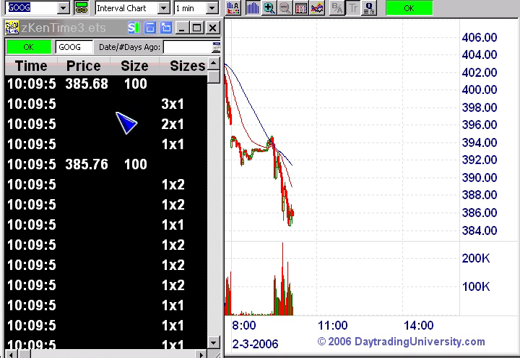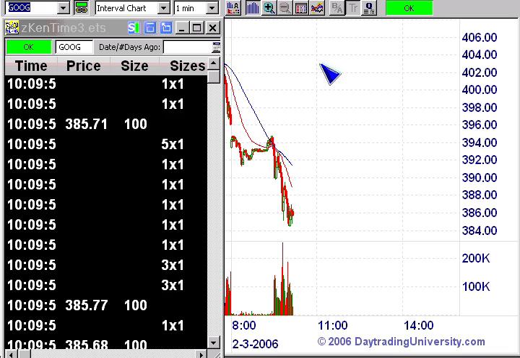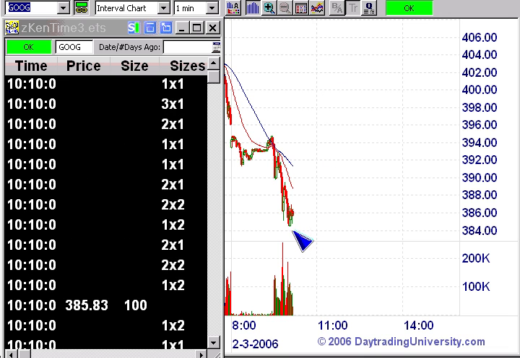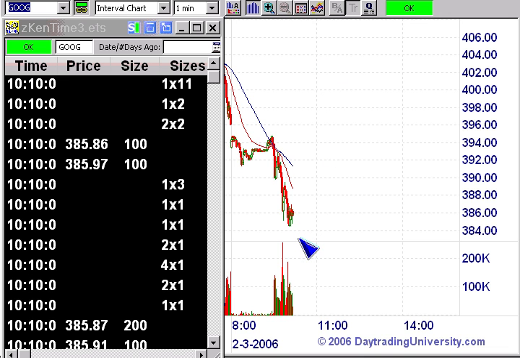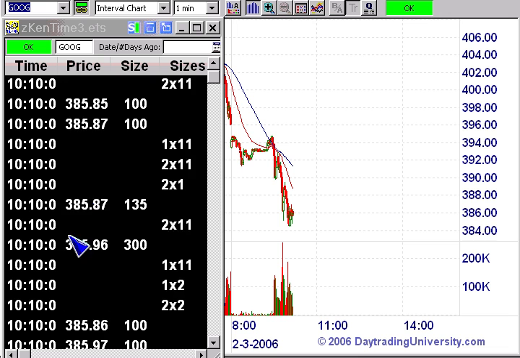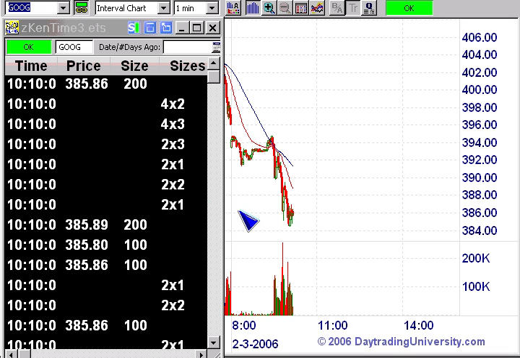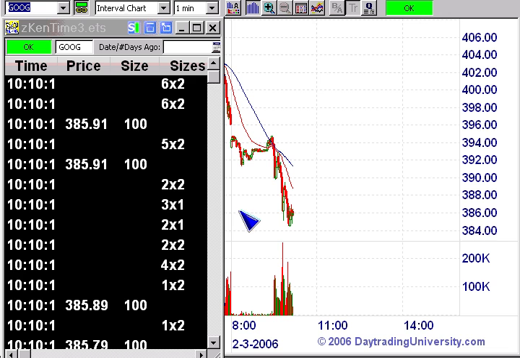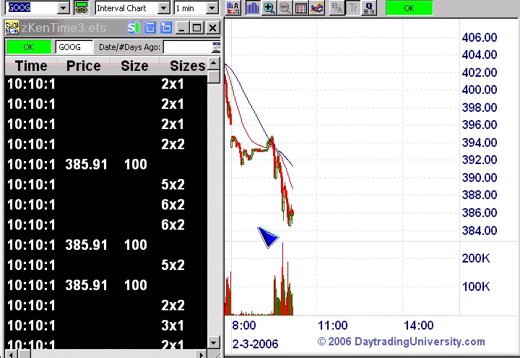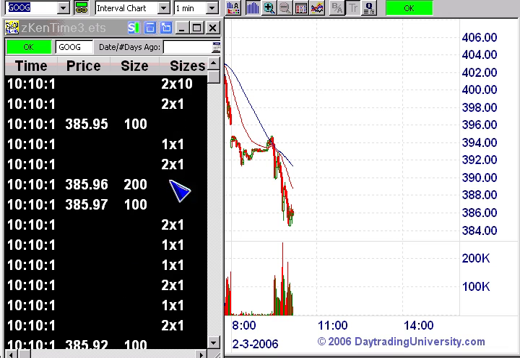And what you will notice is typically on new breakdowns and breakouts, if, for example, Google takes out 384 and starts to take out new lows, then you'll see the tape start to speed up faster than it is right now, right? And that's one of the signals that you want to look at in professional tape reading. You want to be able to see how fast the tape is moving. The faster, the better.